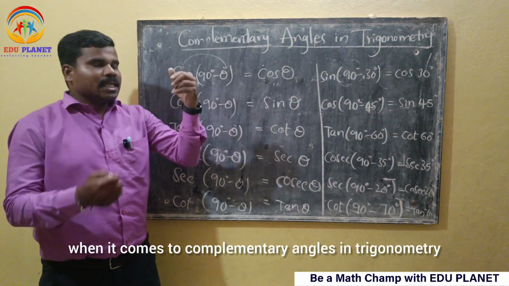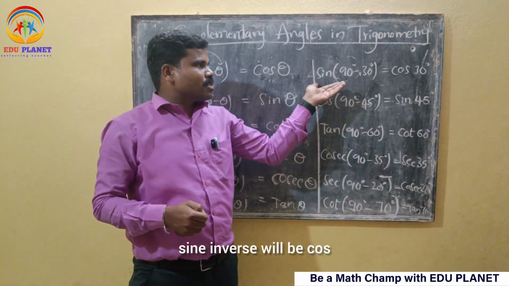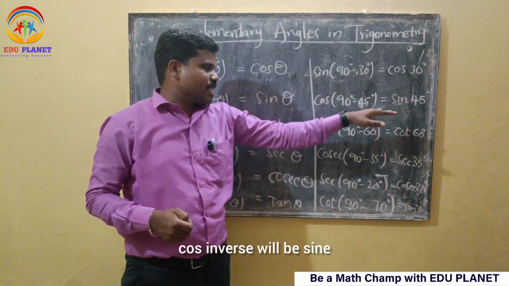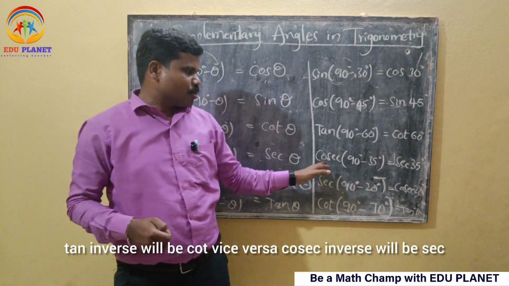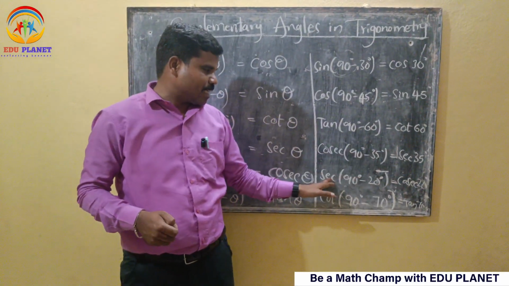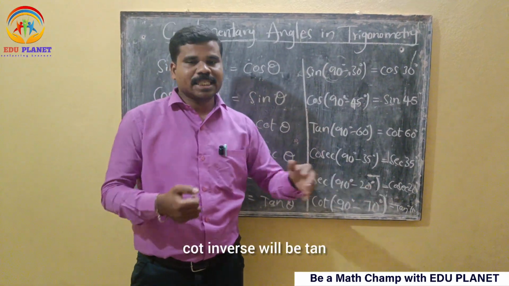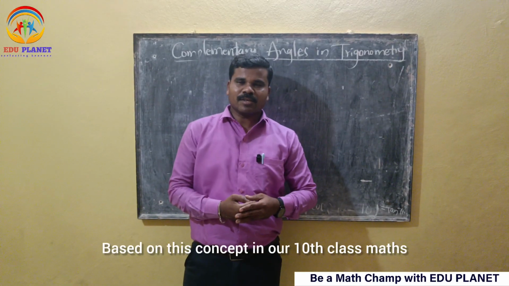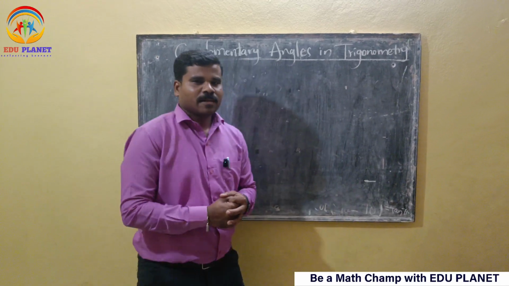when it comes to complementary angles in trigonometry, sine becomes cos, cos becomes sine, tan becomes cot, and vice versa. Cosec becomes sec, sec becomes cosec, and cot becomes tan. Based on this concept, there are a few similar problems in our 10th class maths.